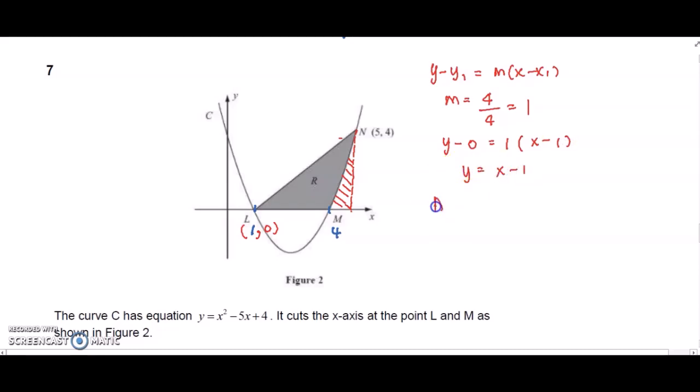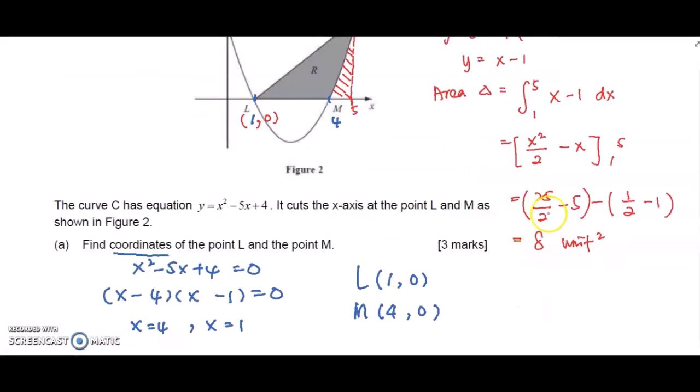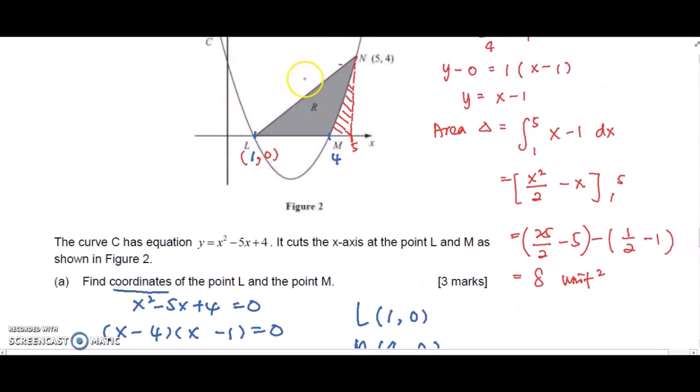So to get the area of the triangle, I need to integrate from 1 to 5. Look at this coordinate, this value is 5. Integrate from 1 to 5, and the function is x minus 1. Integrate with respect to x. You get x squared over 2 minus x, and then put in your limits. Here I got the area of this triangle. This right angle triangle is 8 units squared.